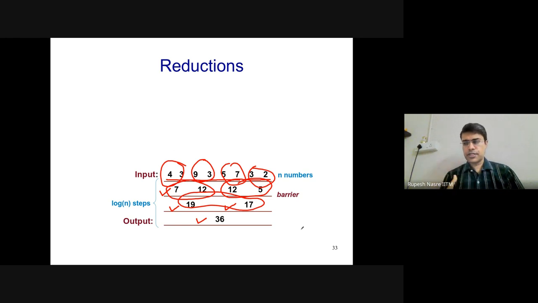How many steps does it require? If there are n numbers, it requires log n steps, where what we mean by a step is that after one particular iteration is done, it needs to be separated by a barrier, because for the next operation to proceed, there is going to be addition of 7 and 12, which means there is a read of 7 and 12 going to happen. For that, the write of 7 and 12 from the previous iteration must be over, and therefore we implement it using a barrier based protocol.